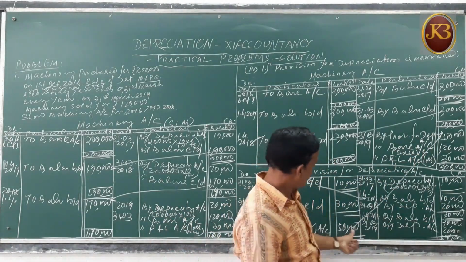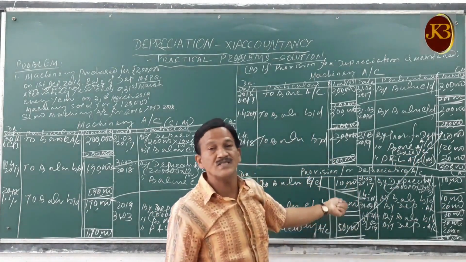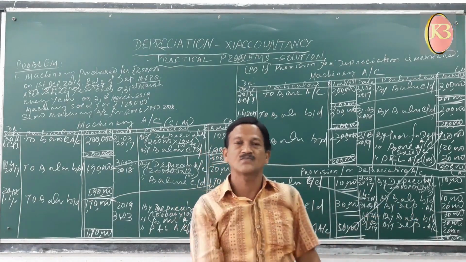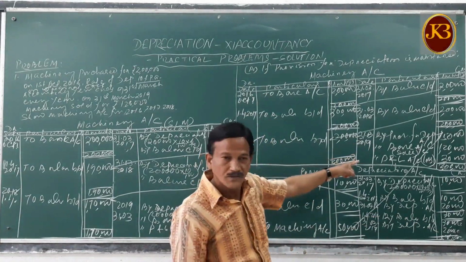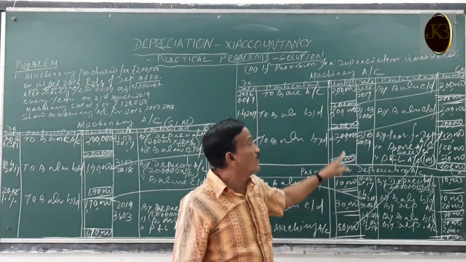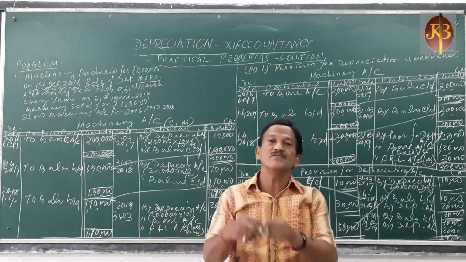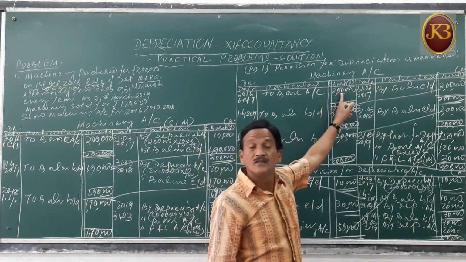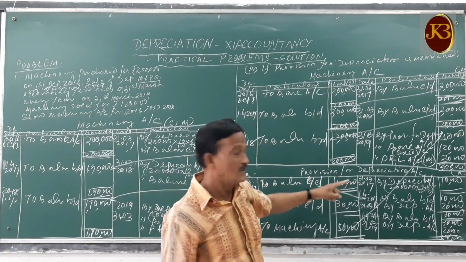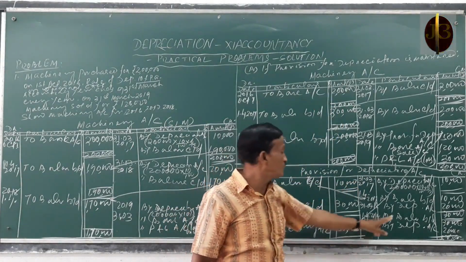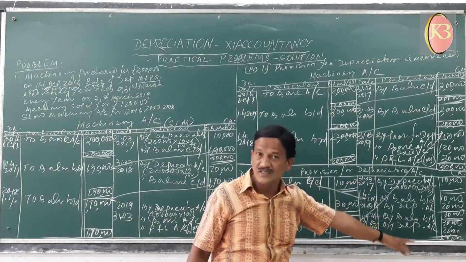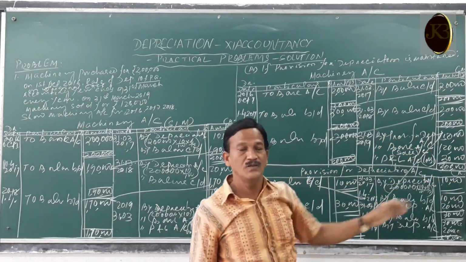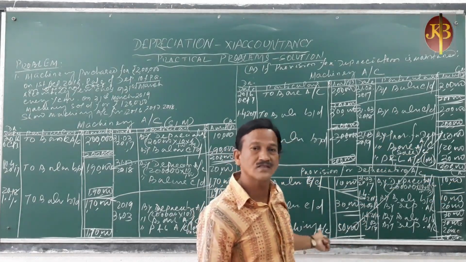Remember, if part of the machinery is sold, then part of the provision for depreciation will be transferred to the machinery account. Suppose 50% of this machinery is sold, that means half of the machinery. Half of 2,00,000 is 1,00,000. Accordingly, half of the provision for depreciation total of 50,000 is 25,000, which will be transferred here. The remaining will be kept here to balance correctly.